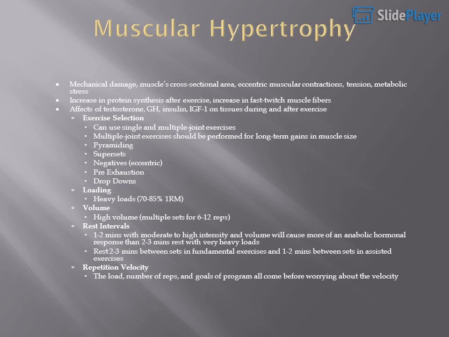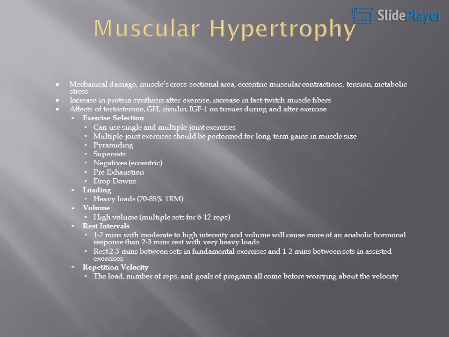Pyramiding. Supersets. Negatives, eccentric. Pre-exhaustion. Drop-downs. Loading. Heavy loads, 70 to 85% 1 RM. Volume. High volume, multiple sets for 6 to 12 reps.